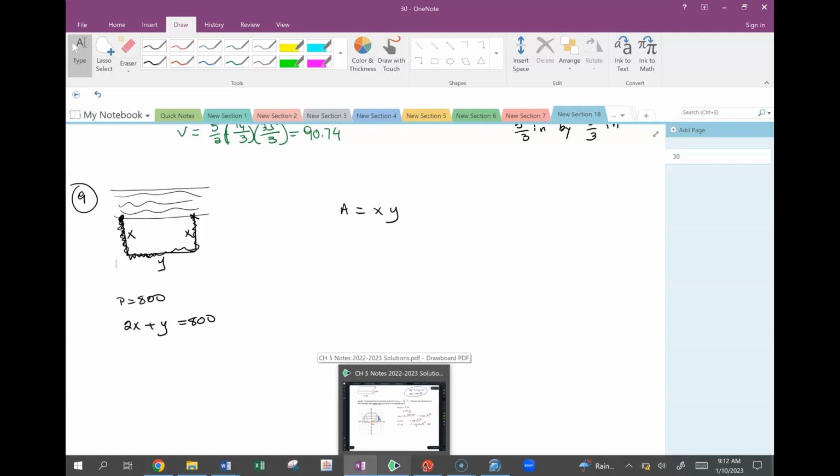That's for the perimeter. But for the area, we don't even care, because it's just x times y.